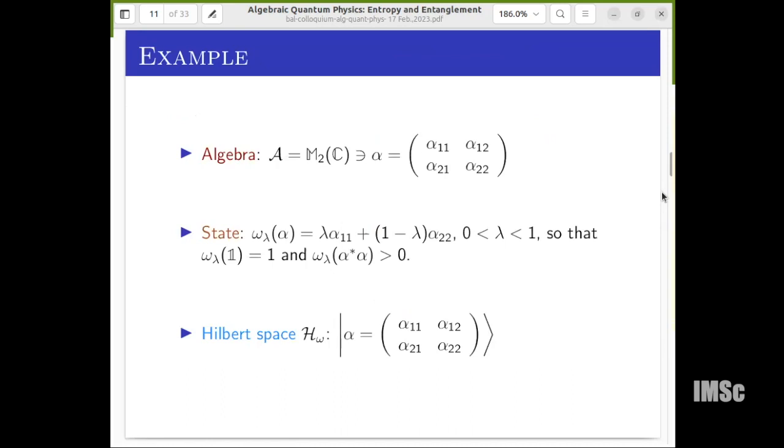Here I have an example. If you don't have null states, in group theory, you may know how we find the regular representation of a group. Let's take a finite group G1, G2 up to Gn, where n is the order of the group. You take complex linear combinations and make it into a vector space.